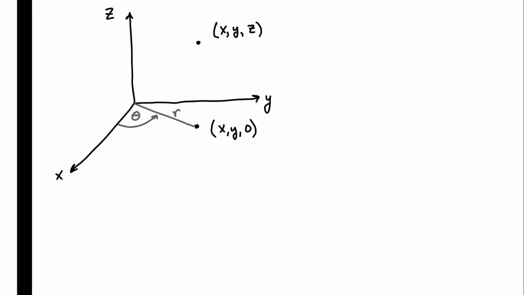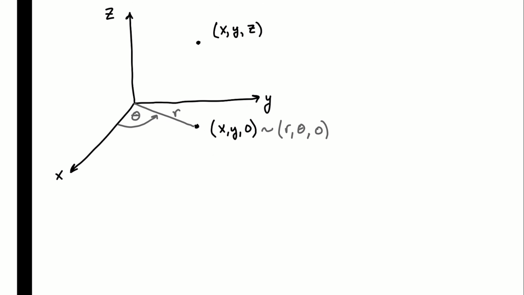Now we know that in 2 dimensions, a point can be written in terms of polar coordinates if it's in the xy plane. So this would be r, comma, theta, and since we're in the xy plane, this would be 0. So that's our usual polar coordinates.